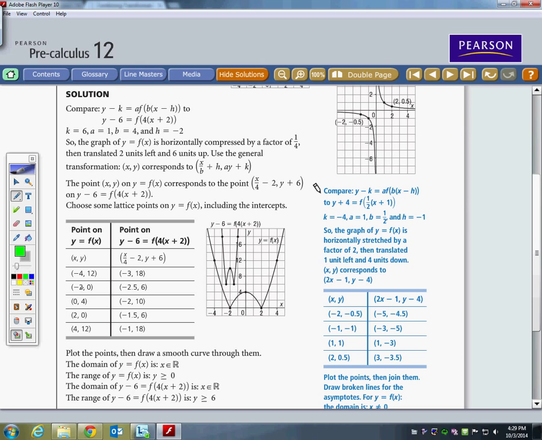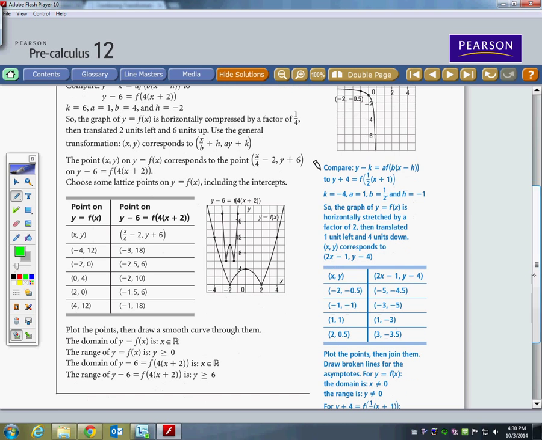So you plug each of these, -2, into this, and you get that. You plug 0 into here, and you get that. So you do that work, and then you sketch it. And it should have all the compressions and the translations done for you nicely. And then they state what the domain and the range is.